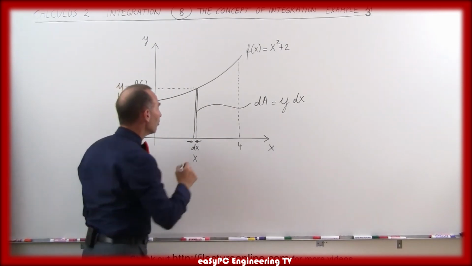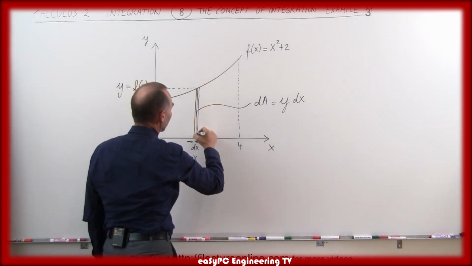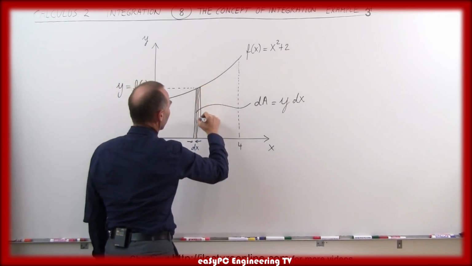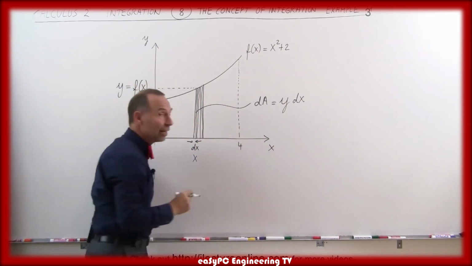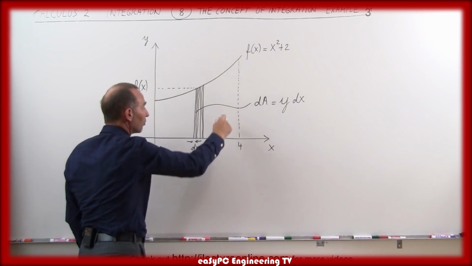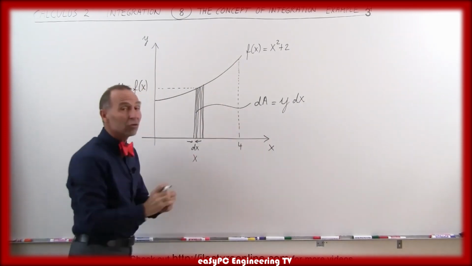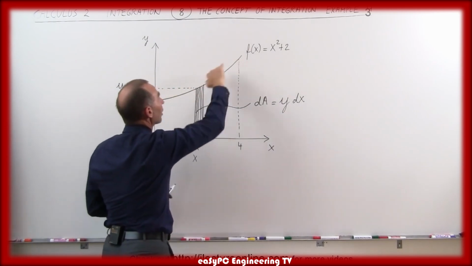Now, I can do the same for the little strip right next to it. There's another area, and there's another area, and there's another area, and there's another area. And then in the end, if I add up all those areas, if I slice this all into little strips, and I add up all the areas of all those strips, that should equal the total area underneath the curve.